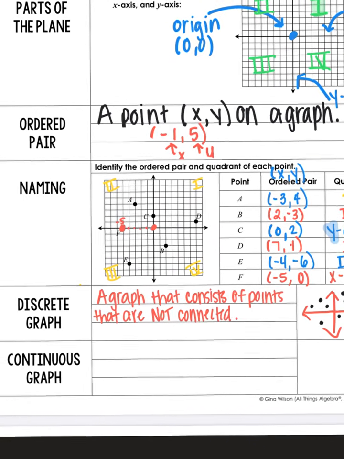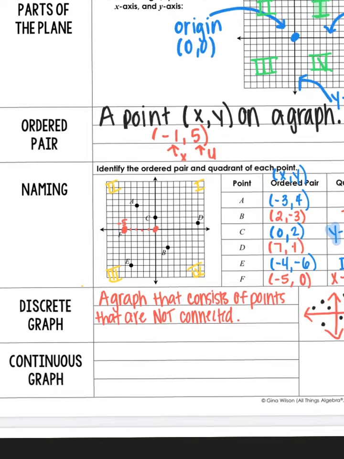The next type of graph is a continuous graph. A continuous graph is a graph with connected lines or curves.